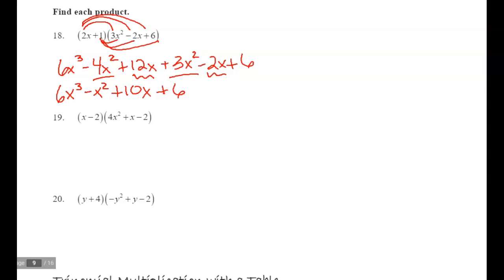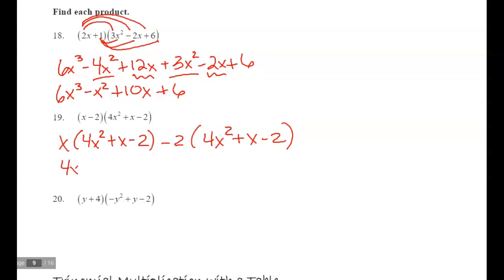The other way to do this is to break apart this first term and place it in front. And do this separately. And then this negative 2 here. This is the preferred way to do it because it's going to fall into place with what we start next week. So x times 4x squared, everything's just going to go up by 1 degree. So you have 4x cubed. X times x is x squared. And negative 2 times x is negative 2x.